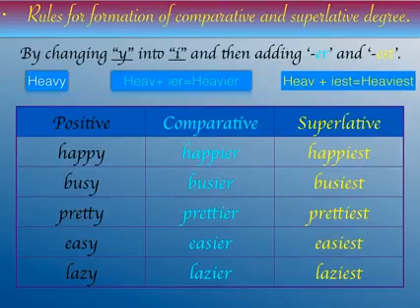The second one is busy, busier and busiest. Third one is pretty, prettier and prettiest. Fourth one, easy, easier and easiest. And the last one is lazy, lazier and laziest.